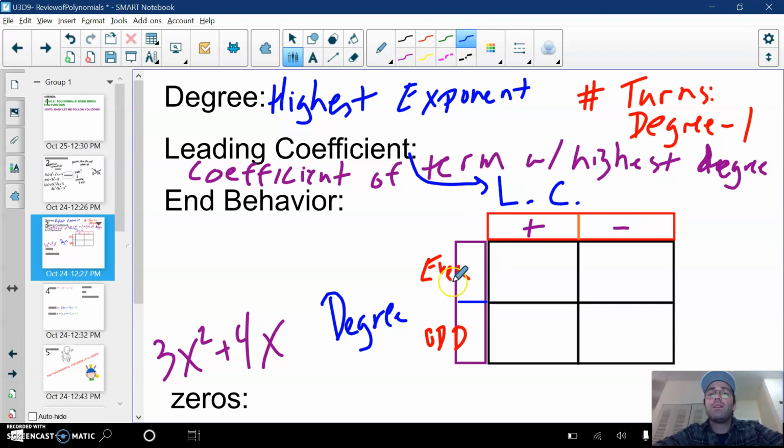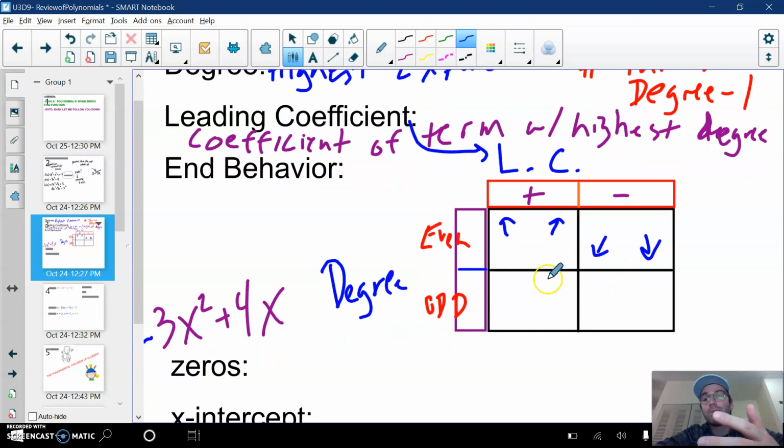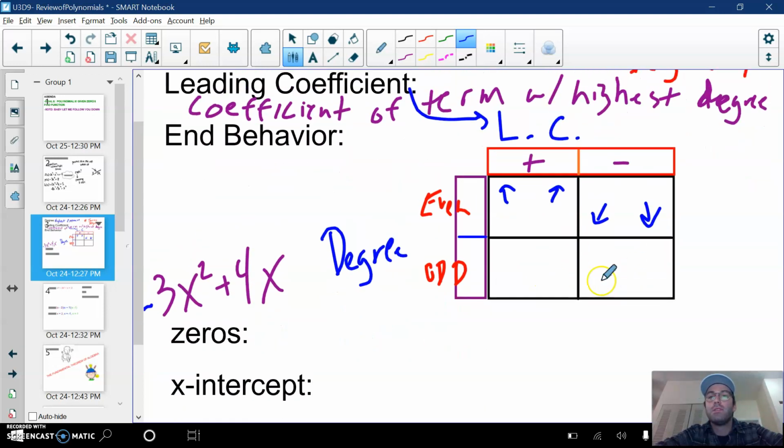If I have an even degree function like this one here, and my leading coefficient is positive like this one here, then my end behavior, where my arrows are pointing when our function goes off to infinity, are both going to go up, up, and away. If my leading coefficient is negative, like let's say I put a -3, then they both go down. So when dealing with even degree functions, our end behavior are both going to go in the same direction.